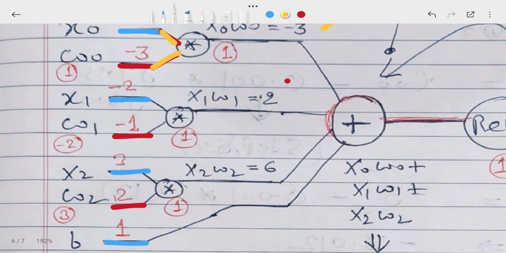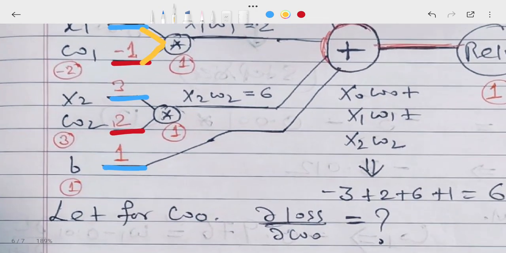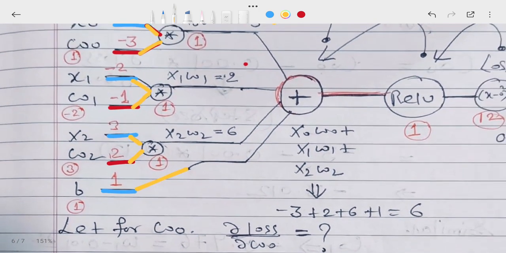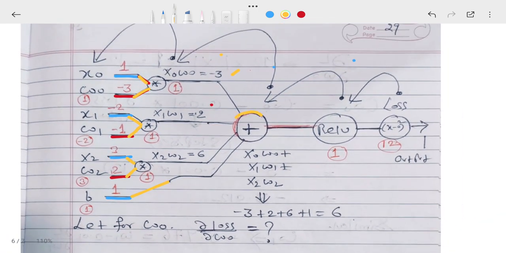Same thing also: -2 and -1 gives 2. Similarly 3 into 2 is equal to 6. And this is my bias. Now see here, after that I sum all of them.